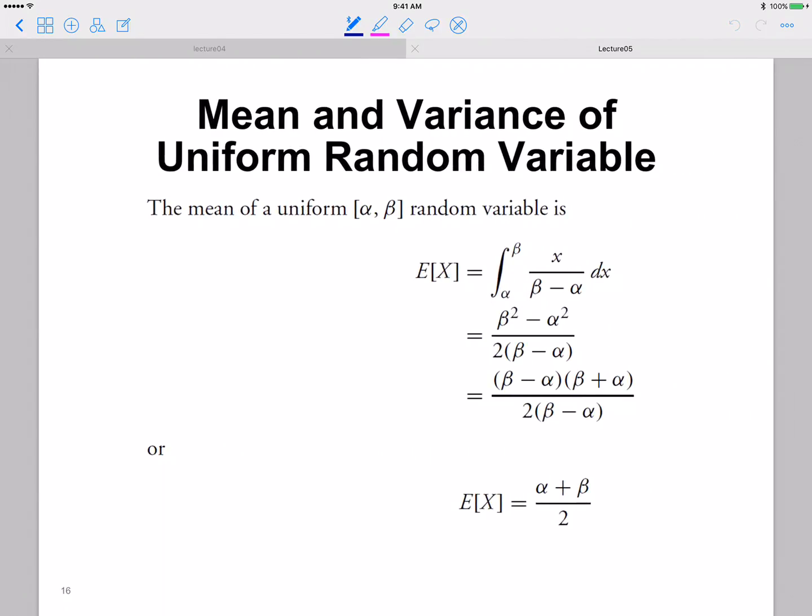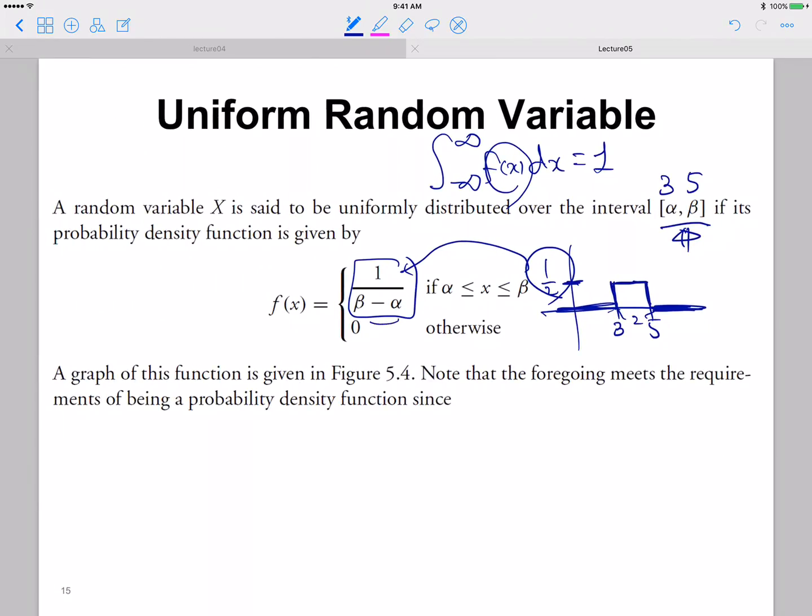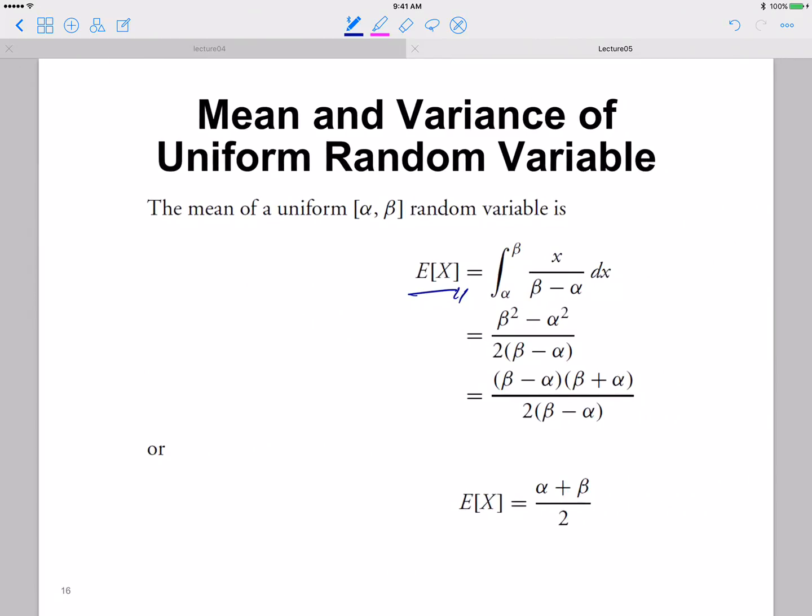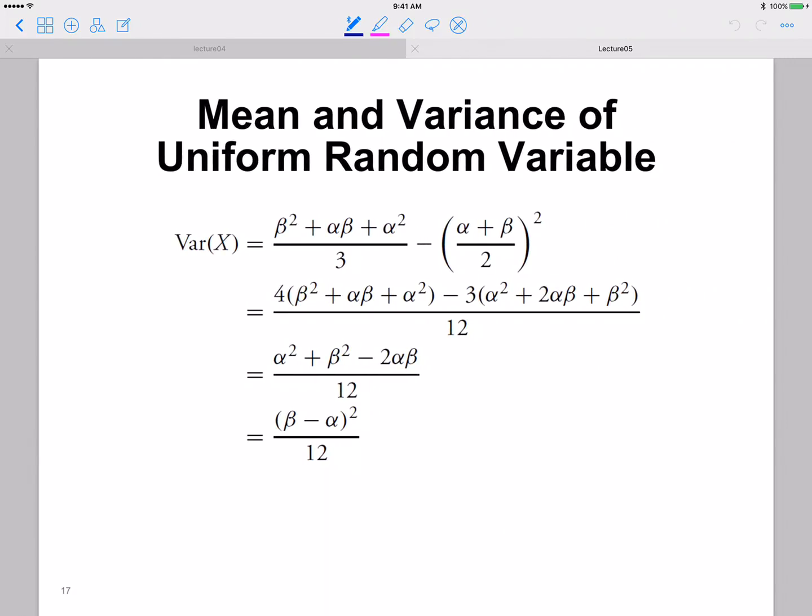Okay, and then we can consider its mean value. The mean value can be computed by multiplying this probability value by the variable x and computing this integral, so that we can obtain this expectation value. And then what about the variance?